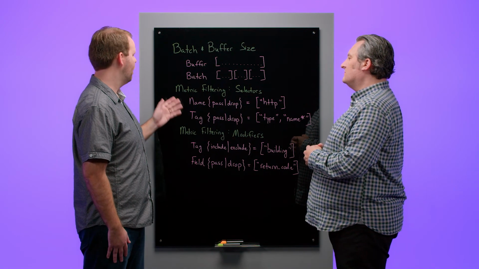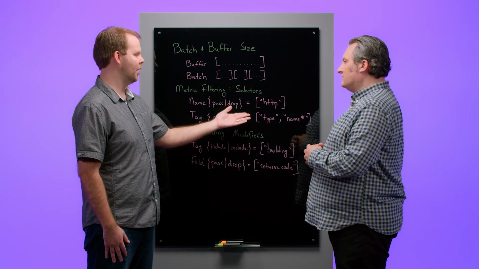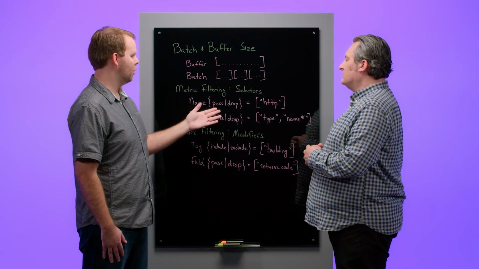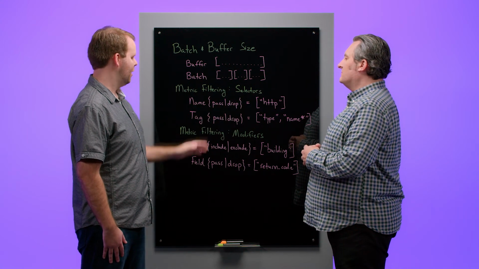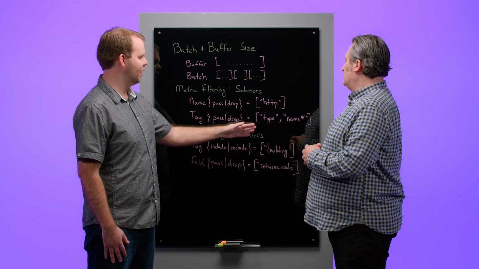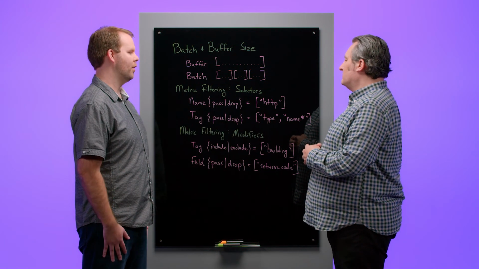In this first example, if we say name pass, we're only going to be choosing metrics that are called HTTP. If we say name drop, we're going to be dropping metrics called HTTP, and everything else would continue on. These values take an array of strings, and they can use regular expressions to allow wildcards to choose dynamic values.